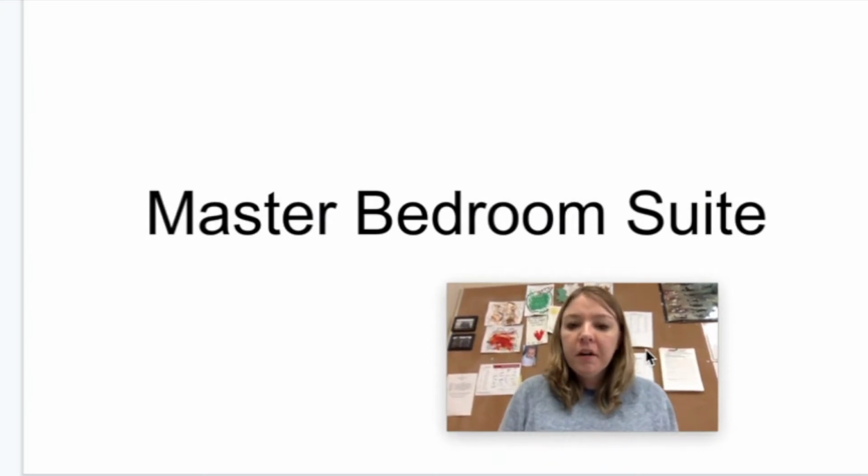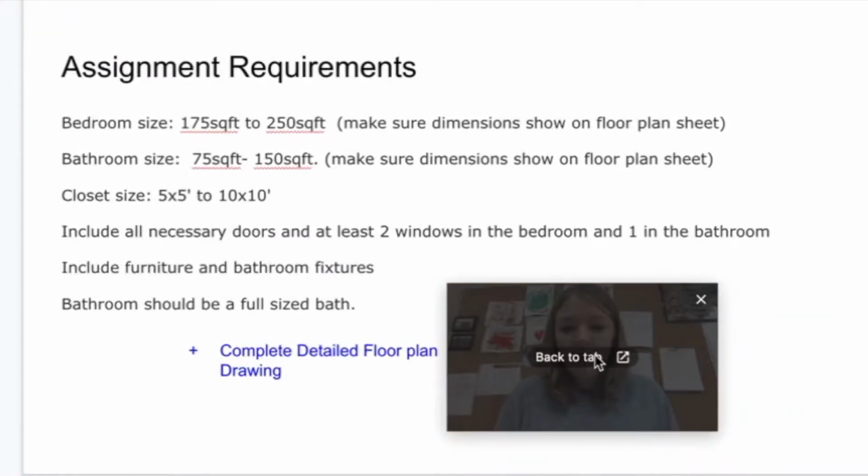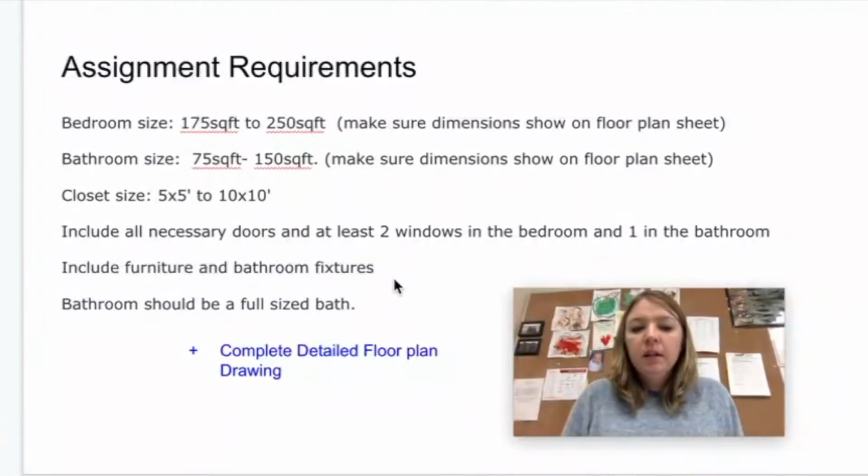Okay, so for your master bedroom suite assignment here, as listed on Schoology, here are the assignment requirements. You're making a master bedroom, so it's going to be a larger bedroom, somewhere between 175 to 250 square feet. If you take the length times the width, that's how you get the square feet. Your bathroom size is between 75 and 150. And then your closet somewhere between 5 by 5 to 10 by 10.